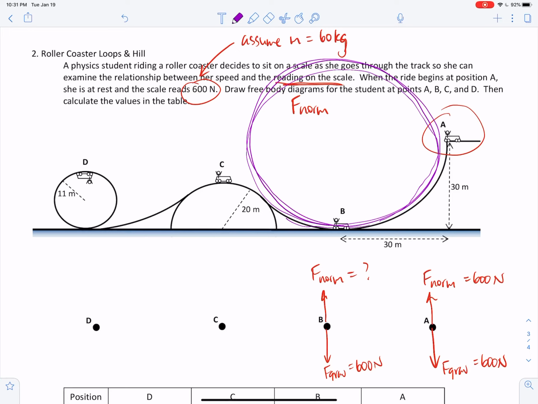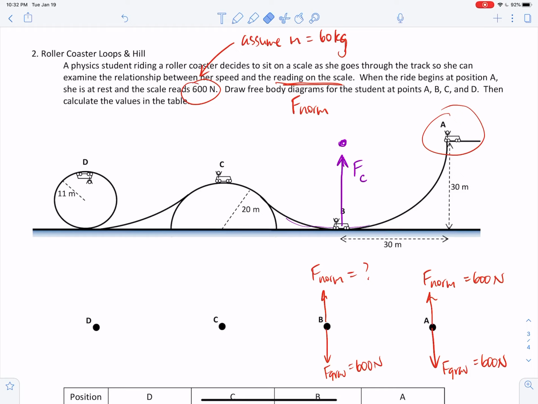And when you are traveling in a circle, you are accelerating towards the center of that circle. So the center of the circle would be here, which means that the girl is actually accelerating this way, upwards. We call that centripetal acceleration. And that centripetal acceleration is due to a centripetal force. So since the centripetal force is upward, we can comfortably say that the normal force is actually going to be greater than the force of gravity. And we'll find out what that normal force is in a second.